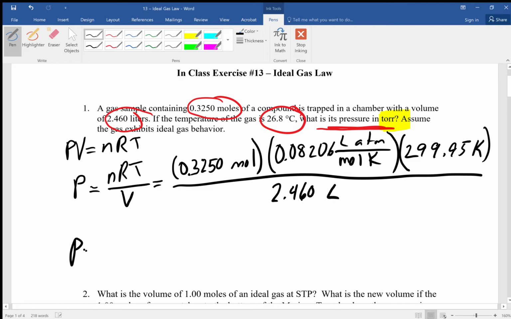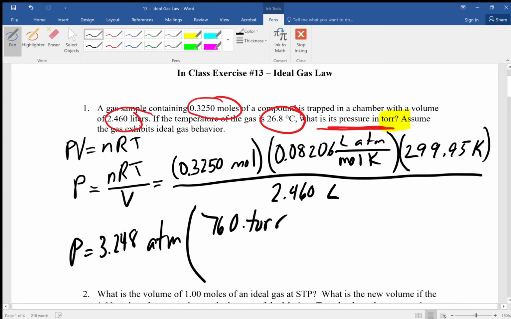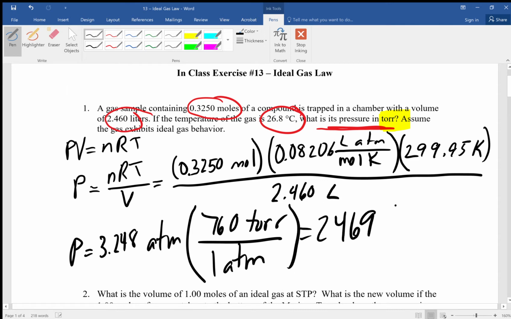So if we solve that, we find that the pressure is equal to 3.248 atmospheres. Last step, because we asked for the answer in torr, is to convert that to torr. And we should get 2,469 torr.